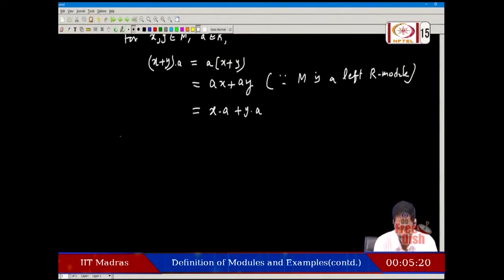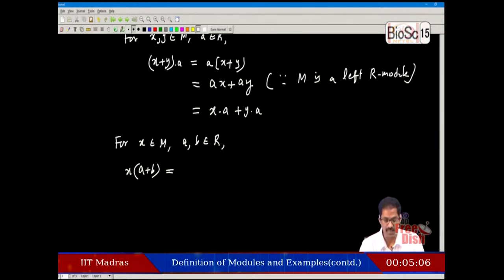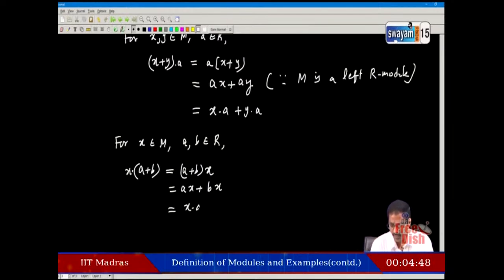In the second one, for any x in M, a and b in R, let us look at x dot (a plus b). According to the definition of the new scalar multiplication, this is (a plus b) times x. Then this is ax plus bx, which we can write as x dot a plus x dot b. Therefore the second condition holds.